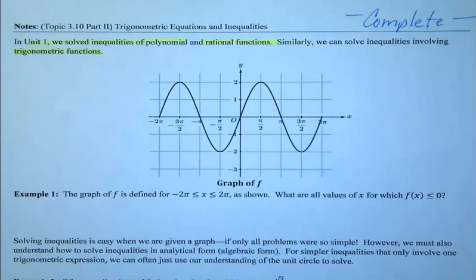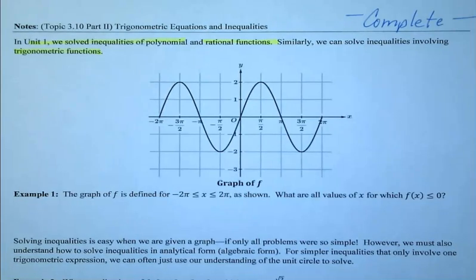Hello, today we're going to continue our study of topic 3.10, part 2, trigonometric equations and inequalities, focusing more on the inequality side of things today. This is really not a new topic. We learned and reviewed inequalities in Unit 1 when we studied polynomial inequalities and rational function inequalities. Similarly, we're going to solve inequalities involving trigonometric functions in this unit, applying things that we previously learned in Algebra 2 and Algebra 1, reviewed at the beginning of this year, and we're going to go one more time using our trig functions.